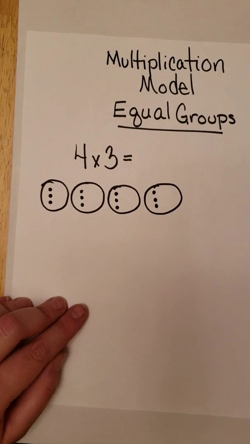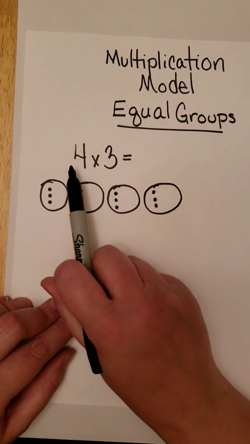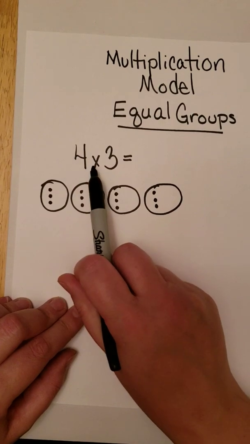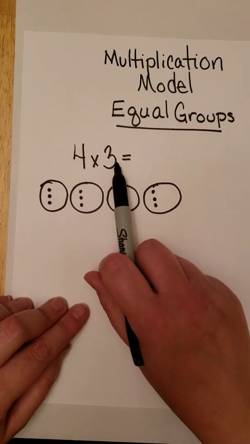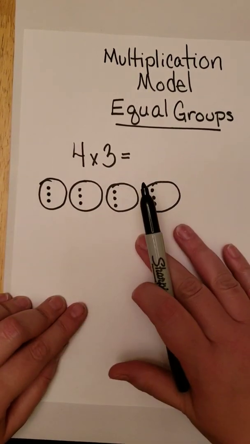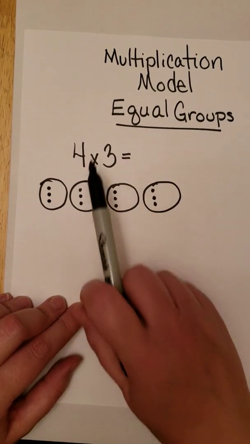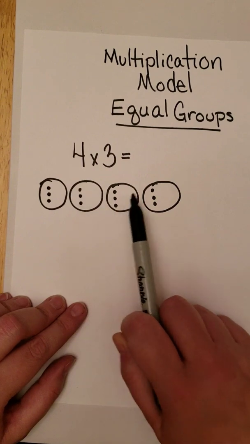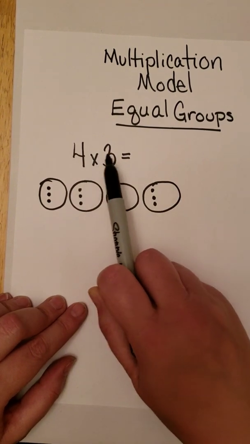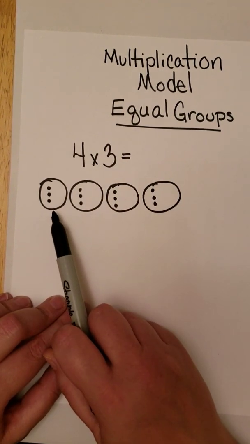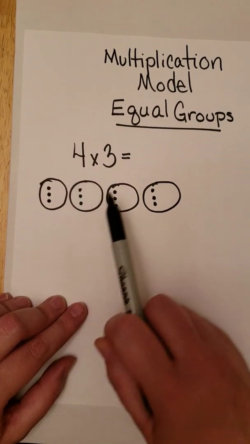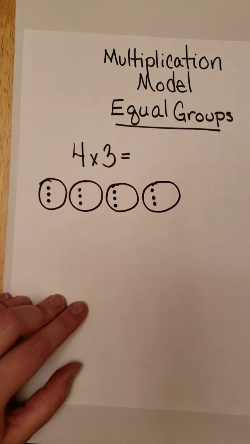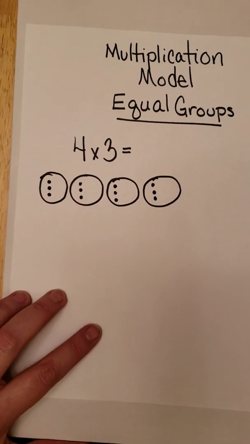So now let's look at what I've done. I've taken this math sentence, which was in symbols, 4 times 3, and I have shown it with a model that shows what's actually happening in this sentence. I'm taking 4 groups and I'm repeating the number 3, 1, 2, 3, or the quantity 3 in each one of the circles. Now I have another option.